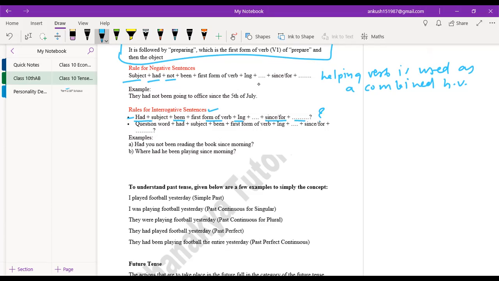The first structure would be the same as it is written, and if you want to make the sentence explanatory, you just have to add the question word before the helping verb. This is as easy as this. Okay, understood?